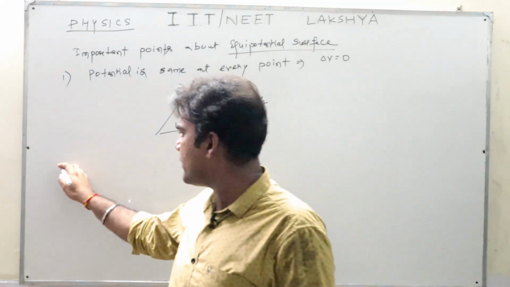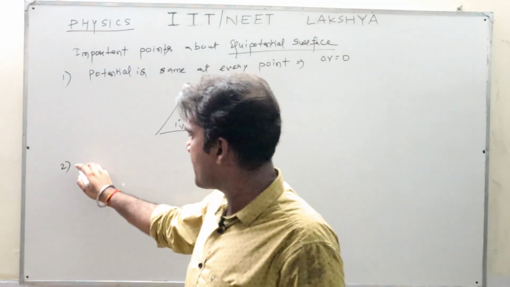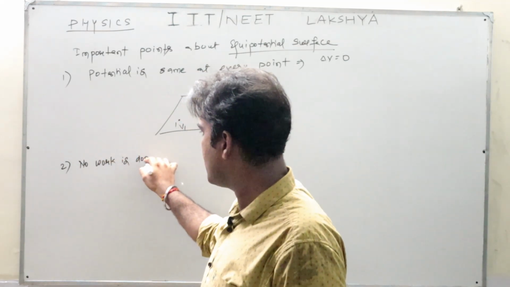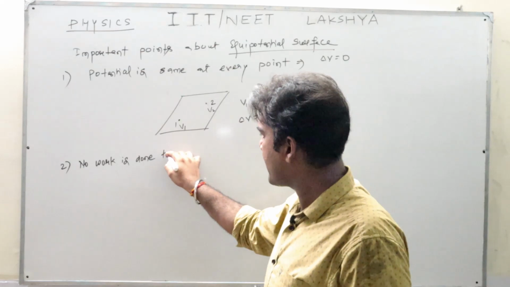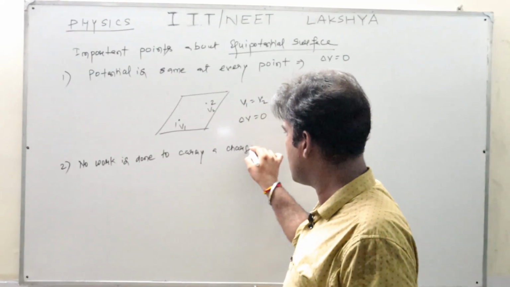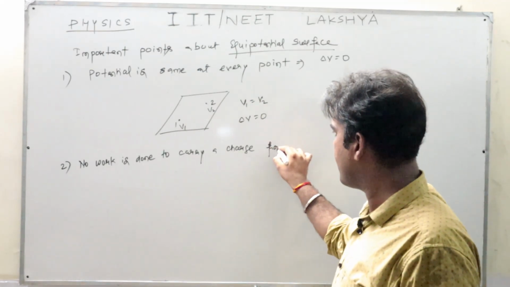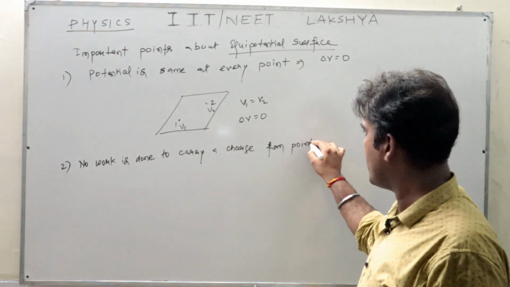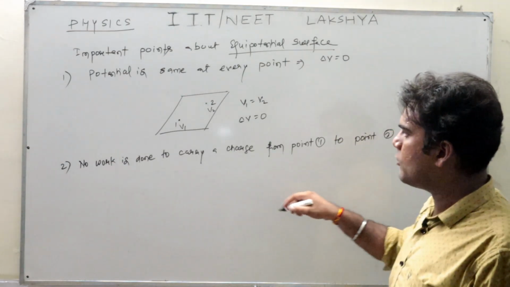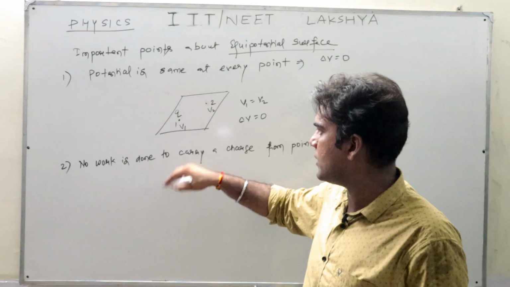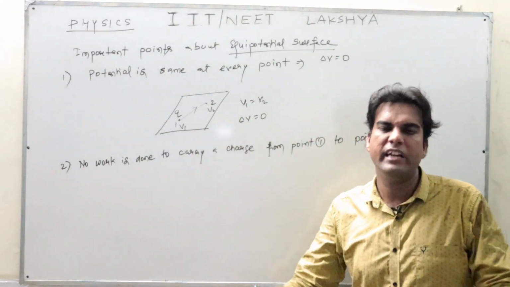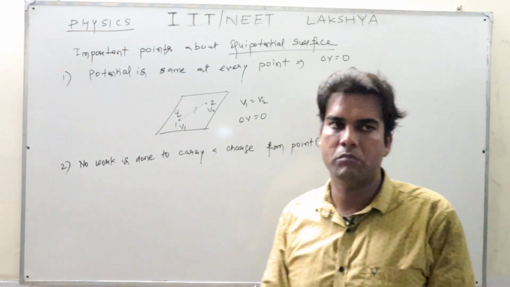Let us see point number 2. Point number 2 is that no work is done to carry a charge from point 1 to point 2. Suppose you want to carry a charge q from this point to this point, from point 1 to point 2, then you need not do any work, automatically it will go. I mean, no work has to be done.